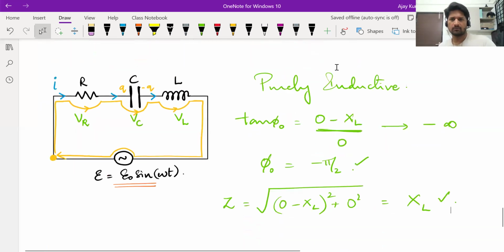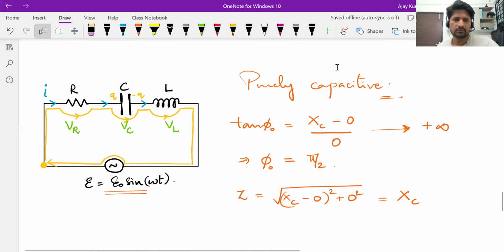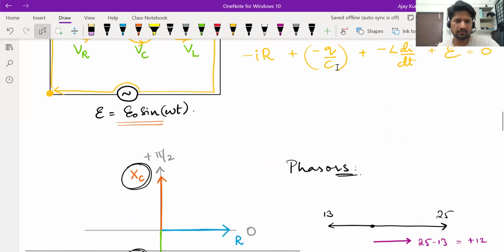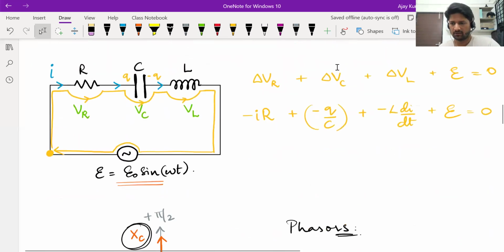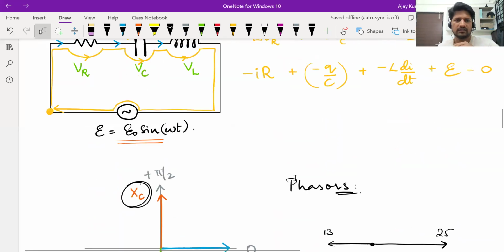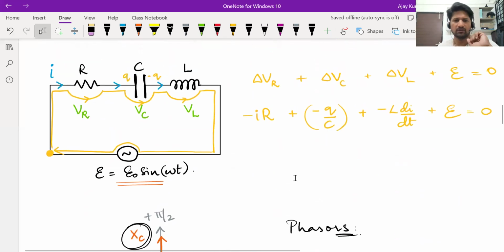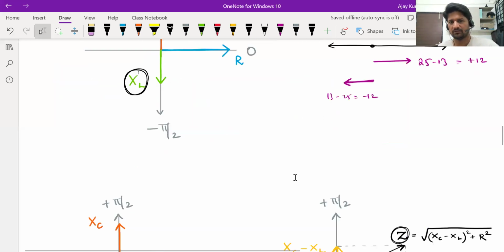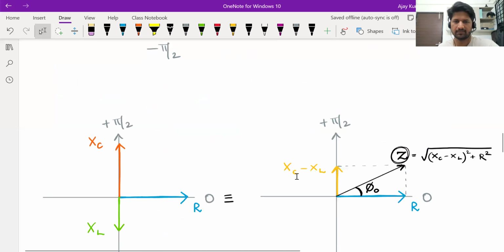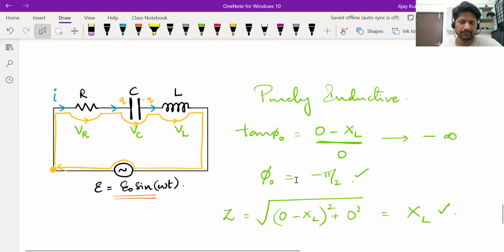Okay, let's solve problems based on this now. Let me just briefly tell you once again. Suppose an LCR combination is connected and an alternating EMF is applied across that combination. The only two things you'll need to find out are the denominator of the E naught value, which is basically the impedance of the circuit, and the phase constant, the phase difference between the current and EMF. And to do that, we make use of the phasor diagram.